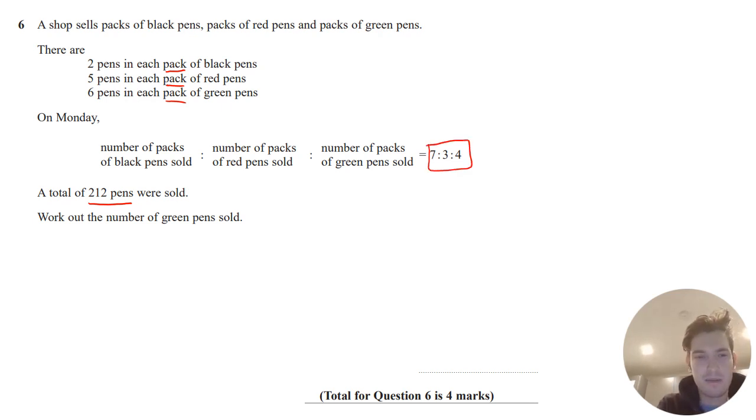because that doesn't tell me the number of pens. That tells me the number of packs. So how do I get from the number of packs? I want to get from the number of packs to the number of pens. Well, I'm going to need to multiply by how many pens there are in each pack. So 7 times 2, I'm going to do 3 times 5, and I'm going to do 4 times 6 to get the number of pens.